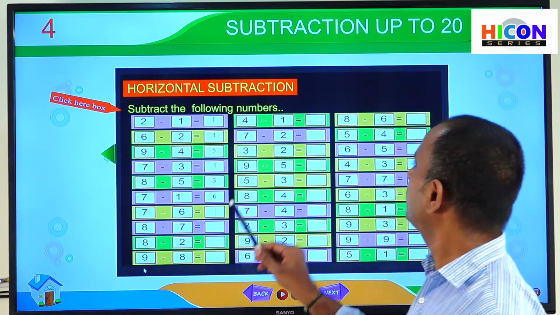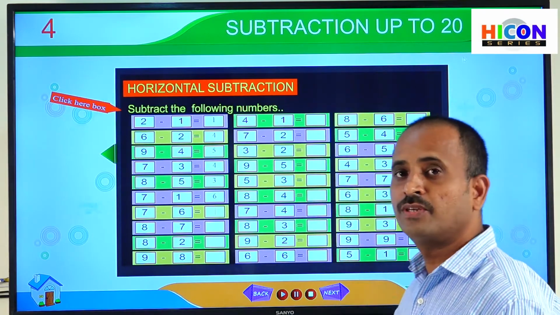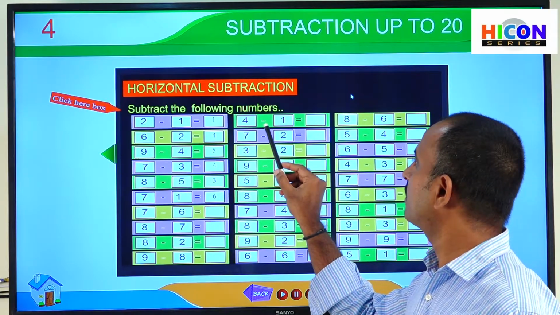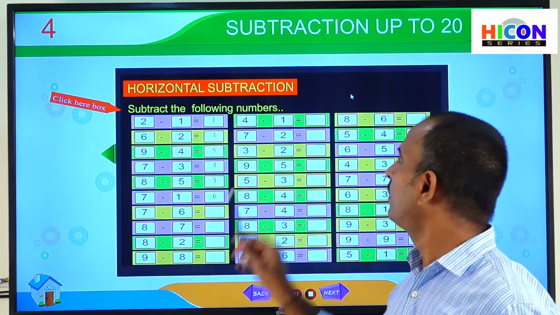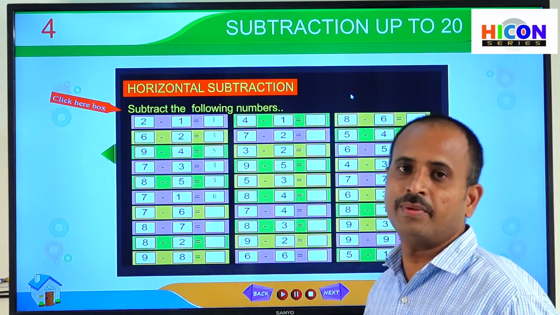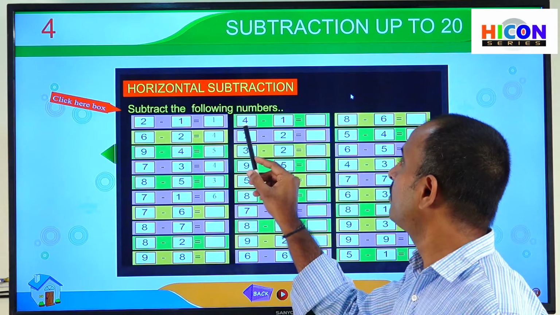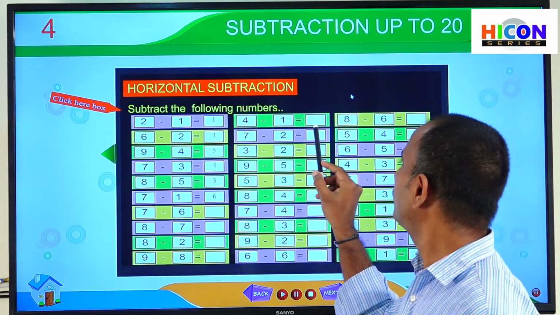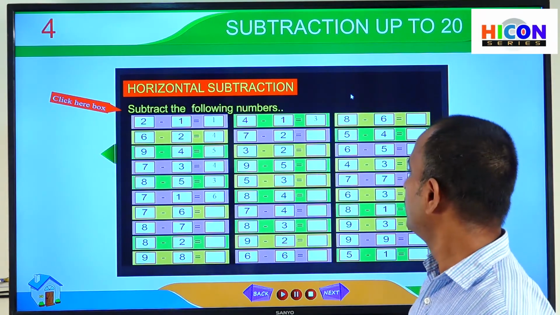See the next one here. So 4 minus 1 is equal to how much? 4 minus 1. So that means here 1 is subtracted from 4. According to subtraction facts, if 1 is subtracted from any number, we will get its before number. So what is the before number of 4? 3. So the answer is 3 for this subtraction. So write 3 in this box.